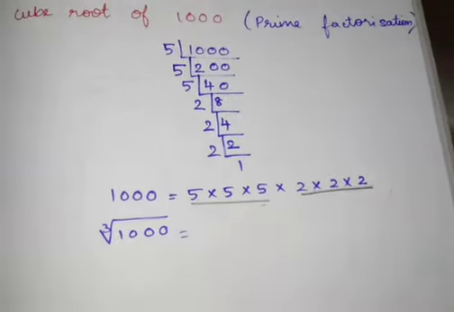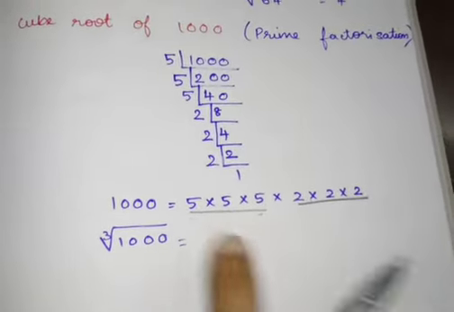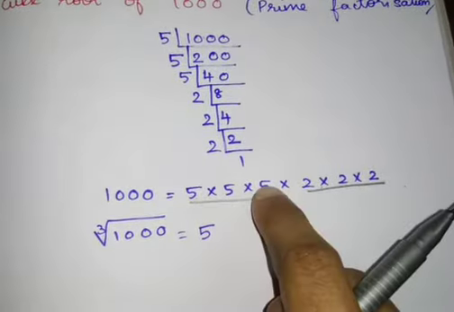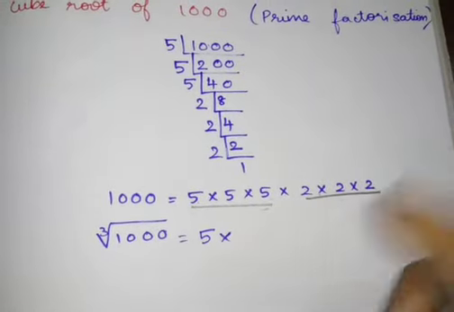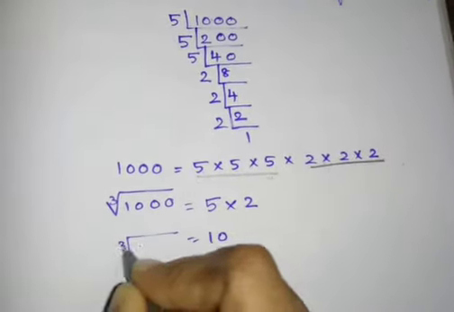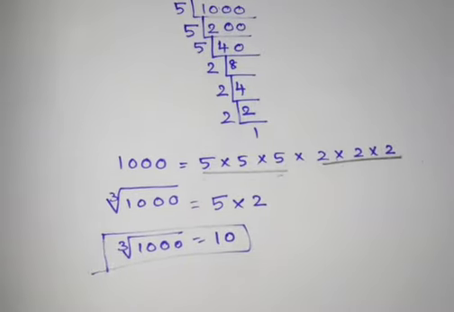In square root, what will you say? In pairs you will write only one time. Here, in these 3 numbers you will write only one time. Instead of these 3 5s, I will write only one 5. Then instead of these 3 2s, I will write only one 2. So 5 2s are 10. So what is the cube root of this 1000, children? 10. The cube root of 1000 is 10.